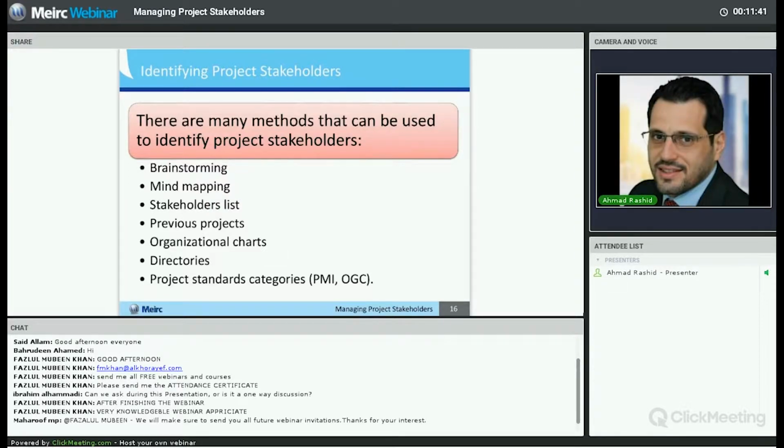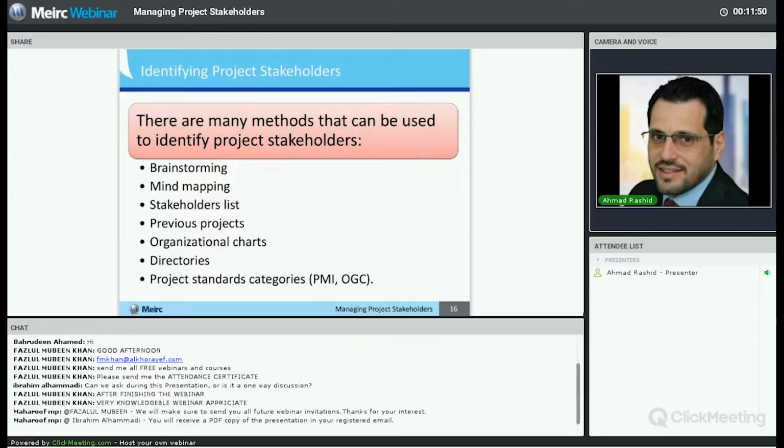There are so many ways that you can use in order to identify your stakeholders. On the screen, I'm listing some of the ideas, such as brainstorming. I'm sure many of you are familiar with brainstorming. This is a great way for identifying stakeholders, where you can call some subject matter experts or project team members and conduct a brainstorming session in order to make sure that you come up with all the stakeholders and do not forget any of them.